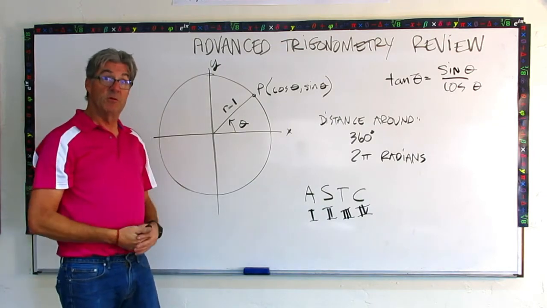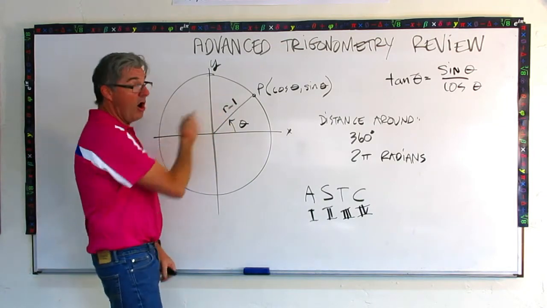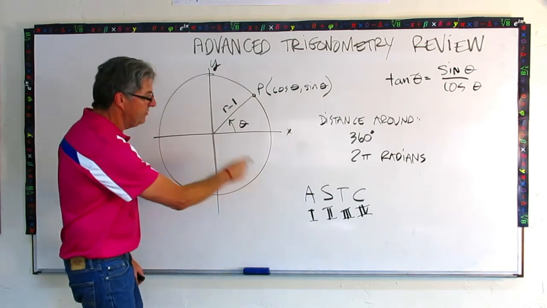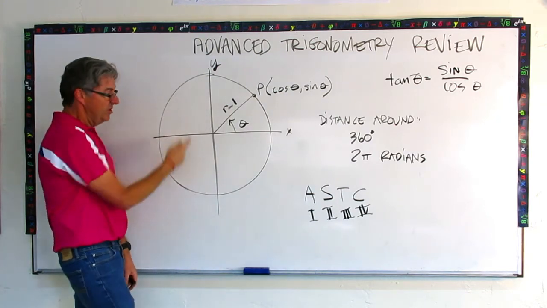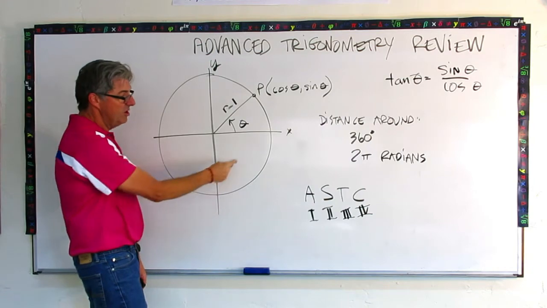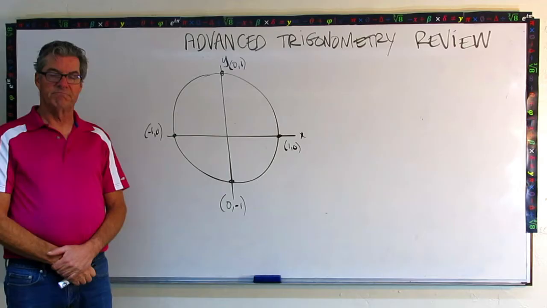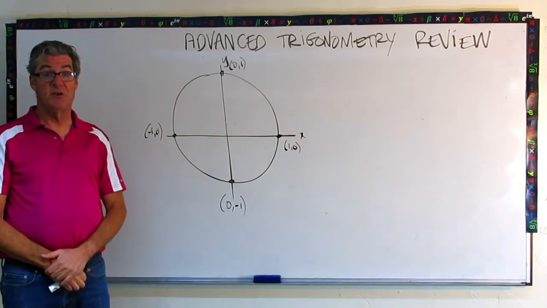Okay, to review that real quick, quadrant 1, all 3 functions positive. Quadrant 2, sine is positive. Quadrant 3, tangent's positive. Quadrant 4, cosine is positive. Okay, let's take another look at that unit circle.